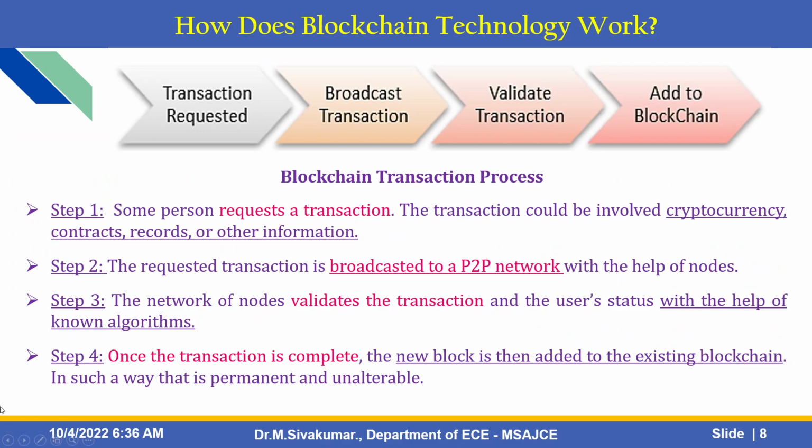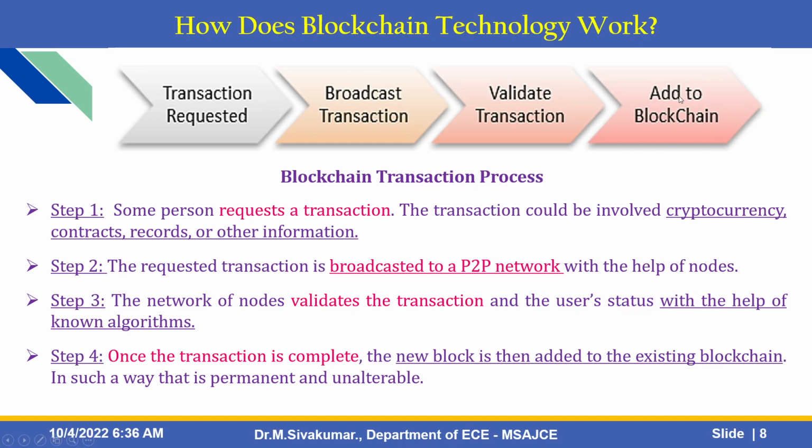Then how does blockchain technology work? Blockchain technology transactions are processed and stored in a step-by-step manner. First one, transaction required. Some person requires a transaction. The transaction could involve cryptocurrency, contracts, records, or other information. The next one, broadcast transaction. The requested transaction is broadcast to a peer-to-peer network with the help of nodes. Step 3 is the network of nodes validates the transaction and user status with the help of known algorithms. Normally, the blockchain has cryptographic algorithms.